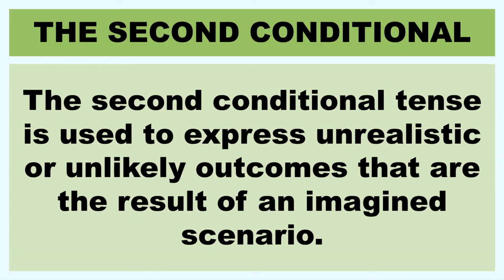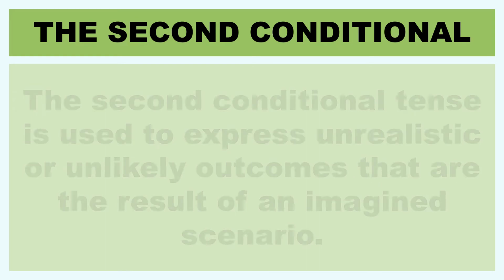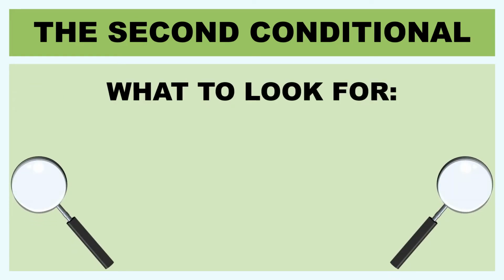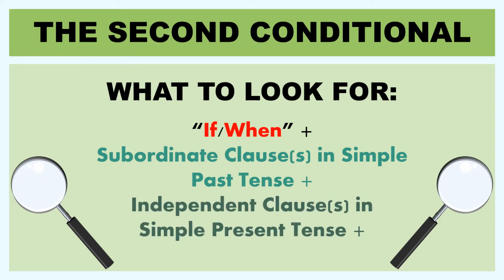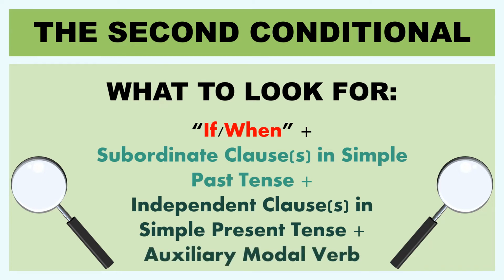All right, now we're on to the second conditional tense, which is used to express an unrealistic or unlikely outcome that's the result of an imagined scenario. Now, what to look for in this context? We're going to have the if or when. We need that subordinate element. That subordinate element will be in simple past tense. We're going to have an independent clause in simple present tense, and that gets paired with an auxiliary modal verb.